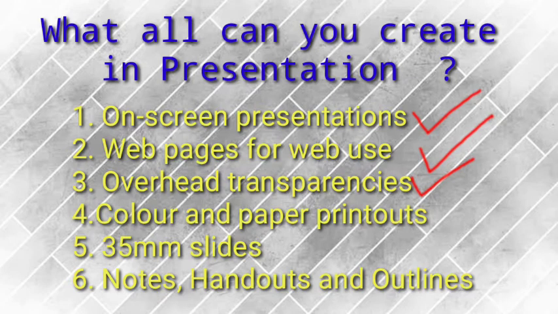Now the fourth one is the color and paper printout, which means that OpenOffice Impress gives you the facility to design your presentation so that it looks nice and really good in both color printout and grayscale or black and white. So you can create the presentation with all the effects, even if you take a printout in grayscale, black and white or color, the animation and transition effects don't make any difference. It looks great in that format as well.